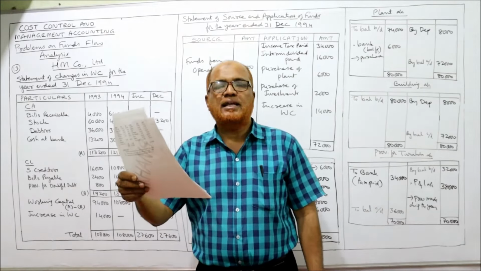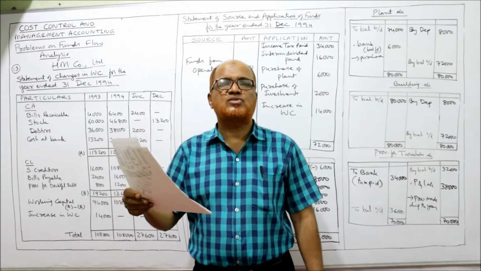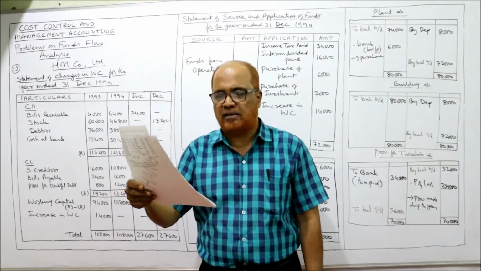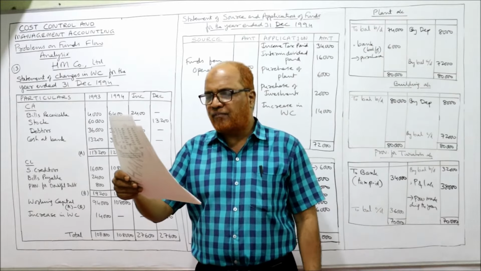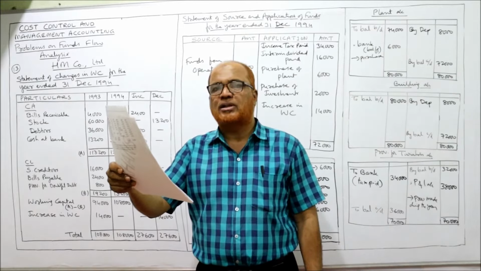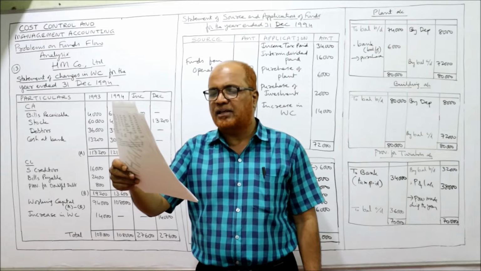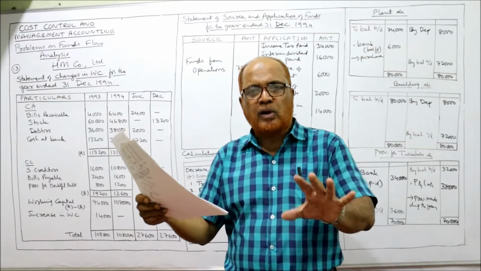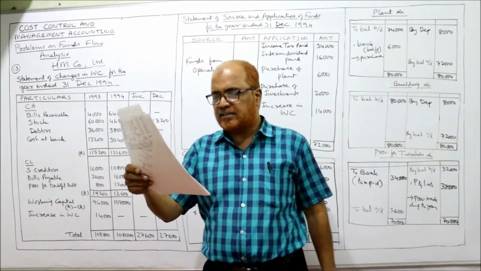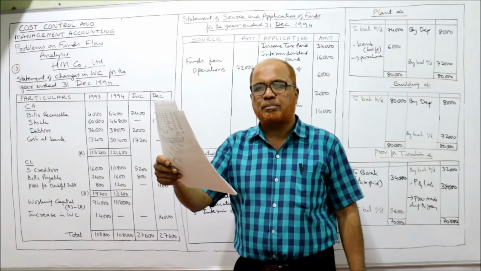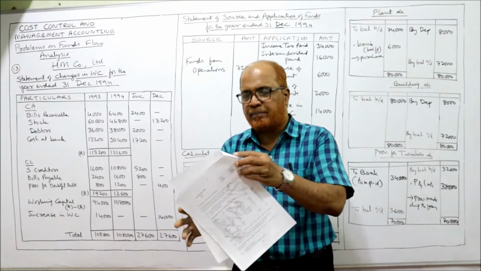Now I am starting the last and final problem on funds flow analysis. Problem number 14. This is the final problem. From the following balance sheets of Pioneer Limited as on 31st December 1993 and 31st December 1994, so current year 1994, last year 1993, prepare a funds flow statement and a statement of changes in working capital.